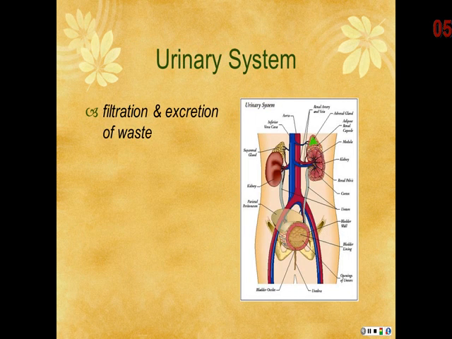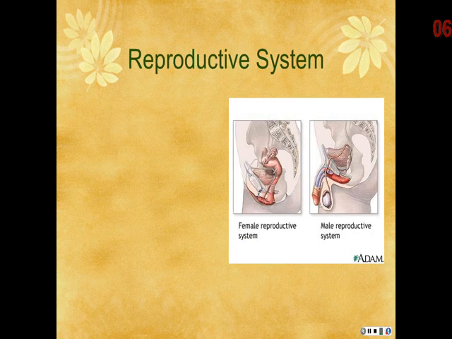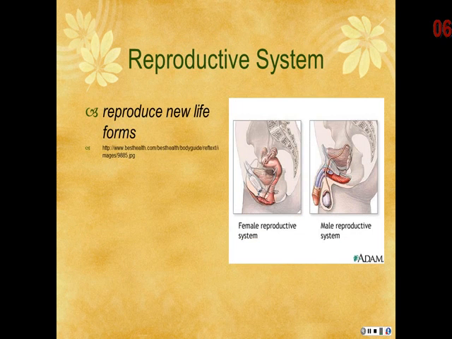The urinary system is our filtering system to remove waste from the body. The blood is filtered to produce urine, which provides a means to eliminate waste products. It's also going to work to help control our ion balance in the body. The reproductive system produces new life forms in order to ensure the species of the organism continues on.